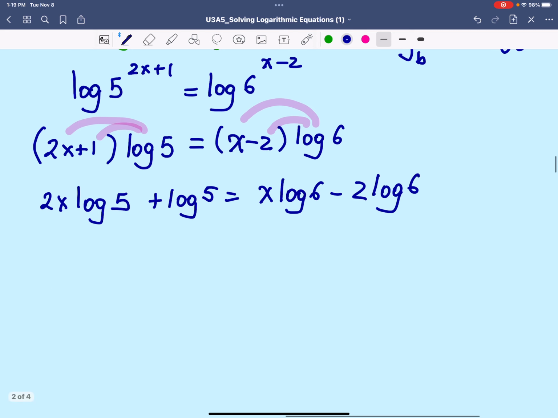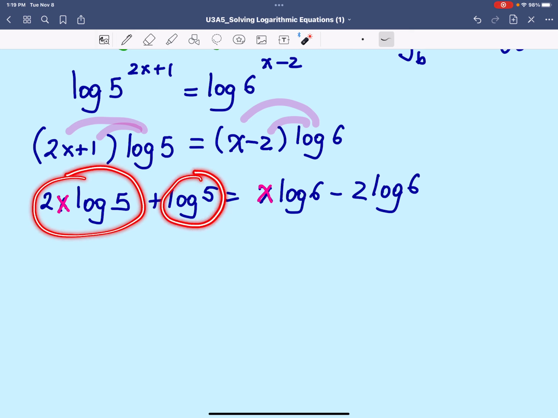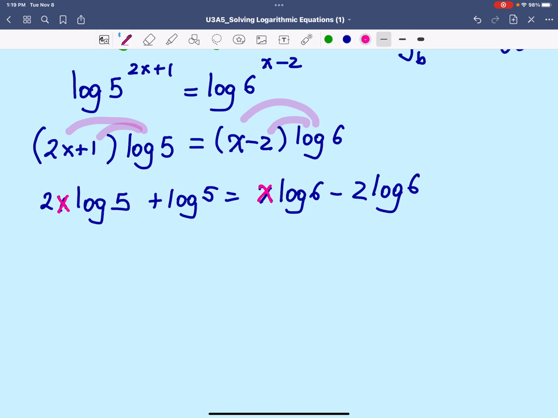So take a look at where your variable is located. So the variable is located here and here. And take a look at also the number of terms you have. So you have one term here. There is another term, another term, another term. So we have 4 terms in total, and only 2 of them contain x. So the terms that contain x must come to the left side.